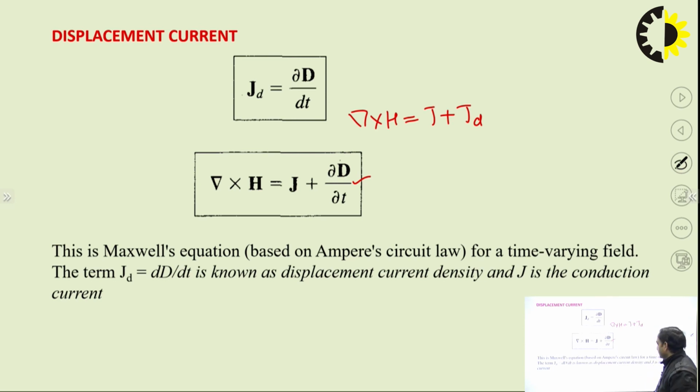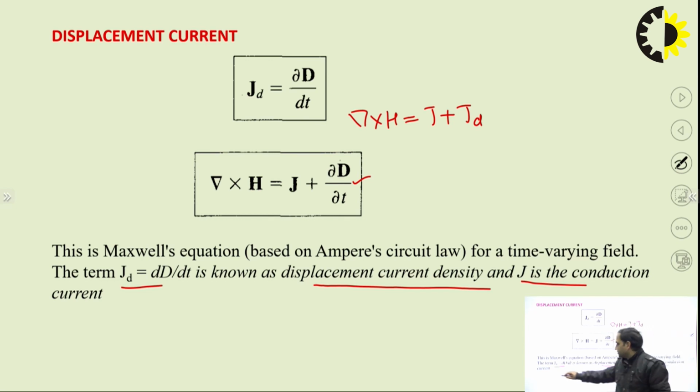Okay, time varying field. So in that, JD is del D upon del T, also known as the displacement current density, and J is the conduction current density. I hope this point is clear. So this is one more Maxwell's equation in the time varying field.